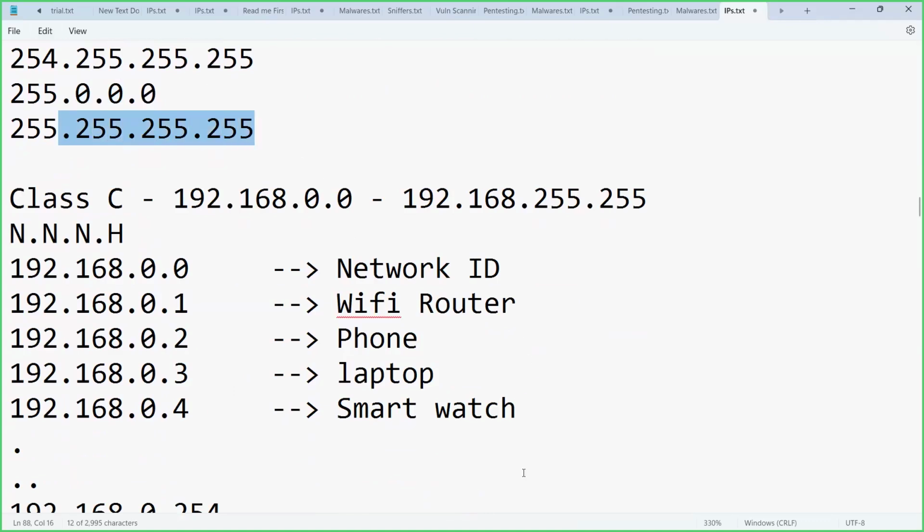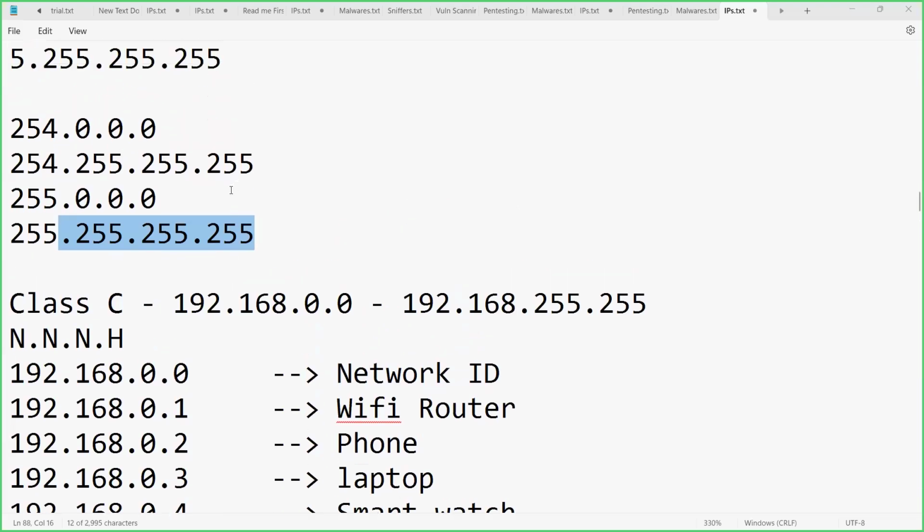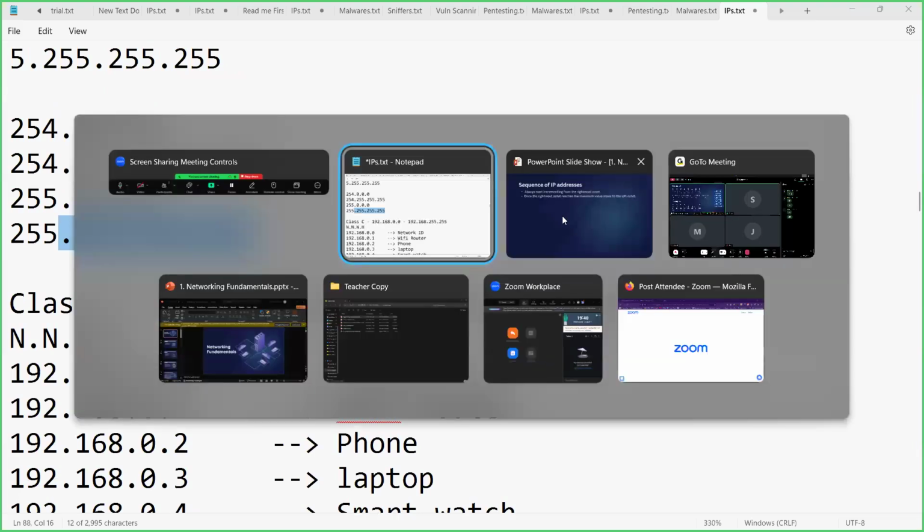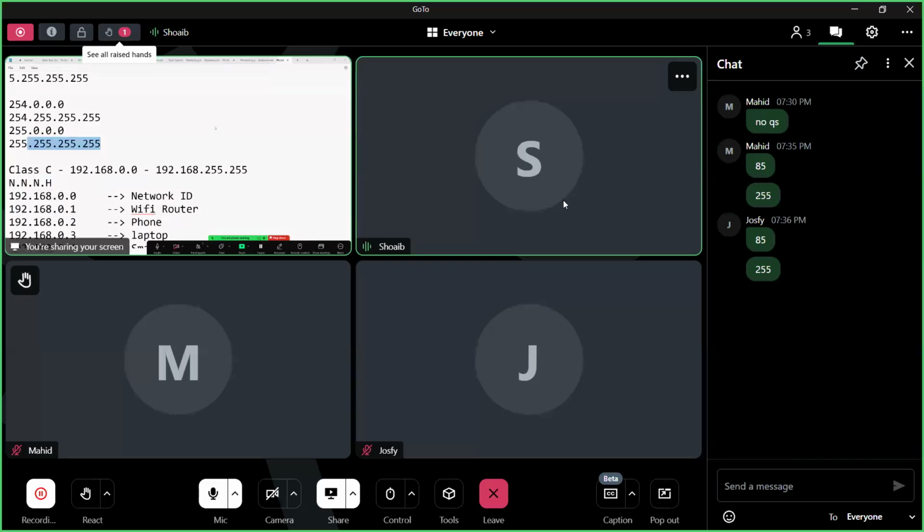Is that clear, everyone? How the sequence of IPs flows. If you keep on counting each and every individual IP there, you'd get approximately 4.3 billion IP addresses from the first one till the last one. Any questions, Vishwamitra, Josephine, Mahid? No, sir, no questions.